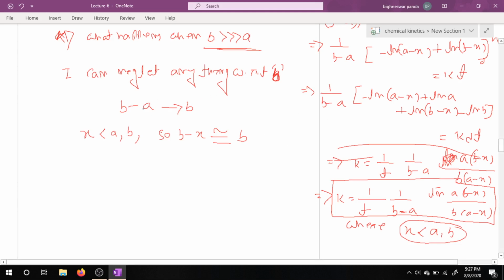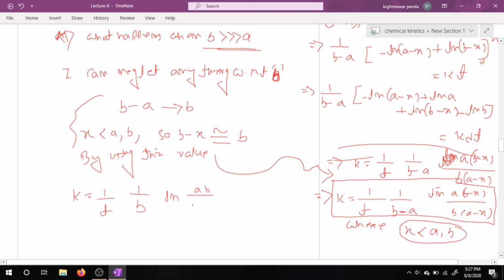By using this value in this equation, I have k is equal to 1 by t, 1 by b minus a, I can write 1 by b ln a into b minus x, b minus x tends to b, so ln ab divided by b into a minus x. b gets cancelled, the concentration of b I take to that side, I can write b into k equal to 1 by t ln a by a minus x.